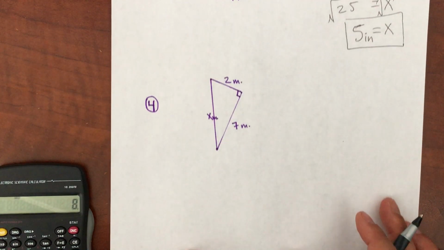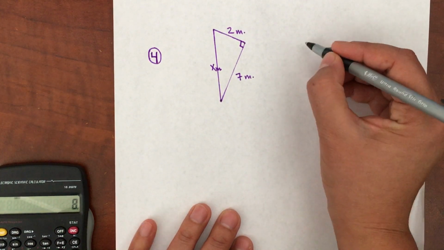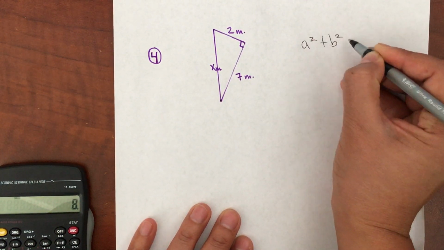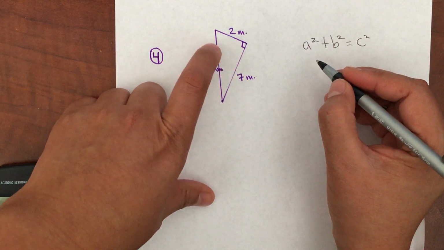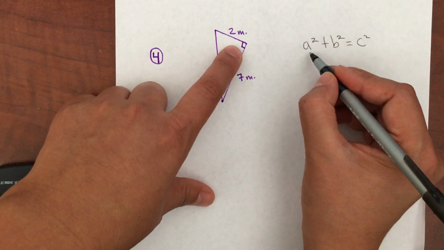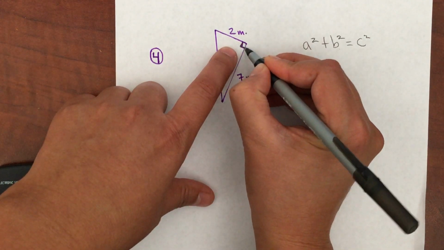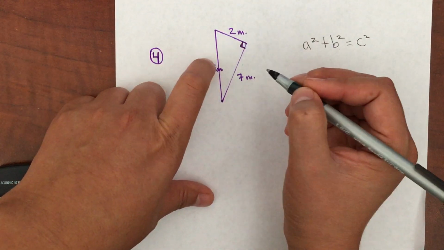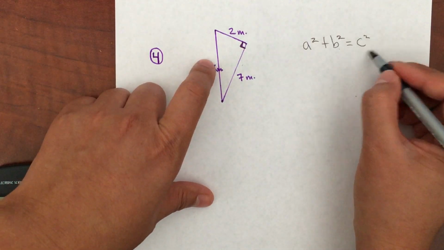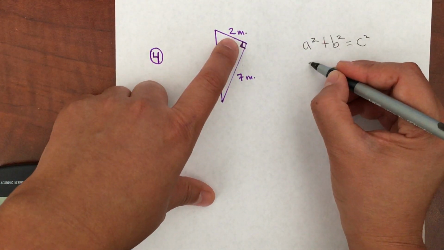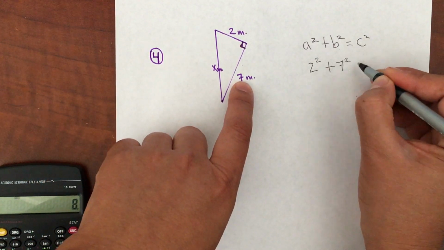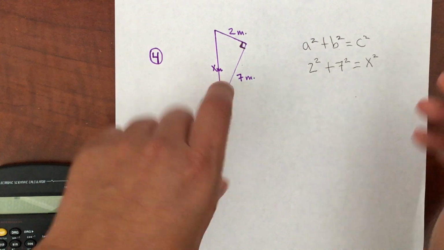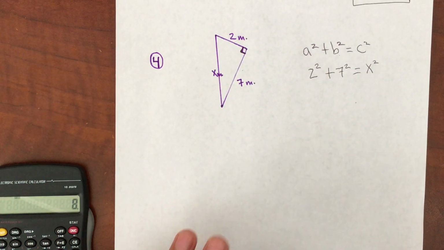Okay. Let's go to the next one. So a squared plus b squared equals c squared. So in here you have to be very careful. Again, a and b always form the right angle, so it's this and this. Okay, so what we don't have is the c, the hypotenuse. So in here we have 2 squared plus 7 squared equals x squared. And notice how I'm doing different shapes just so that you recognize a and b and c.